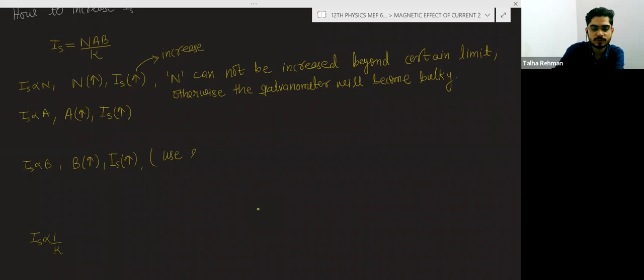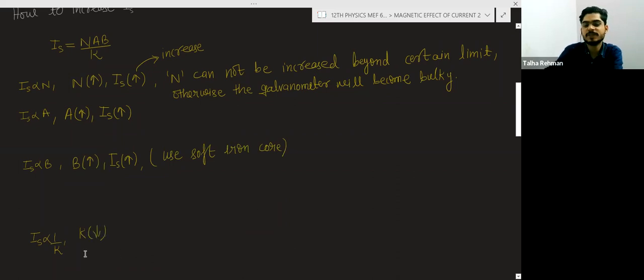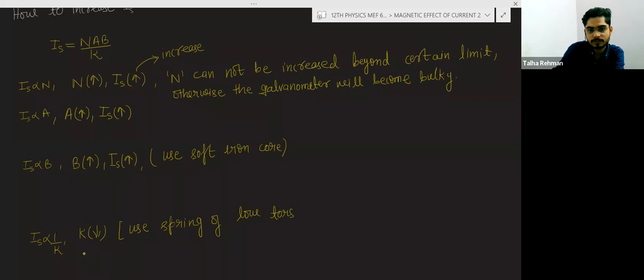Use soft iron core. Now, if you want to increase the current sensitivity, then decrease this K, because this K is inversely proportional to the current sensitivity. How will you decrease this value of K? We will use a spring of low torsional constant.